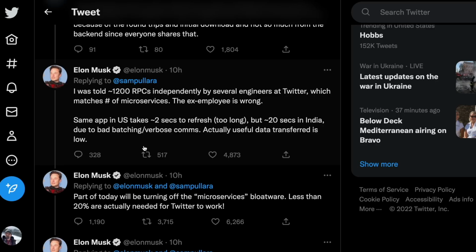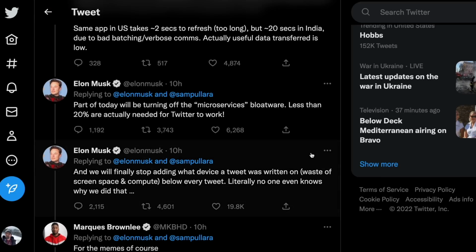And he kind of goes into it a little bit more, saying that the same app takes about 2 seconds to refresh, but in India it takes about 20 seconds to refresh. So at this point, it kind of seems like maybe he's thinking that the RPC communication is happening from server to client, but I'm assuming it's happening server to server, which at that point they're in the same data center. So there's not really going to be any latency.